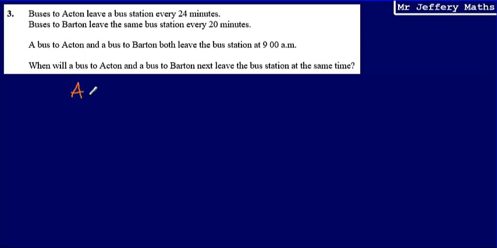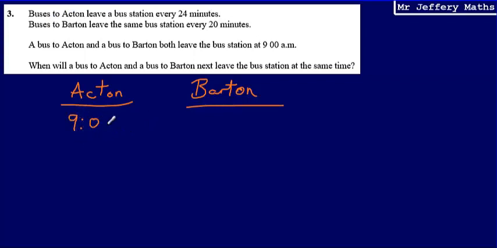So a couple of different ways you could do this. I think the simplest way to explain it is by simply listing times. So if we write out Acton and Barton and just list the times at which they will be leaving the bus station. So buses to Acton will be leaving every 24 minutes. So we know that it's going to be leaving at 9.